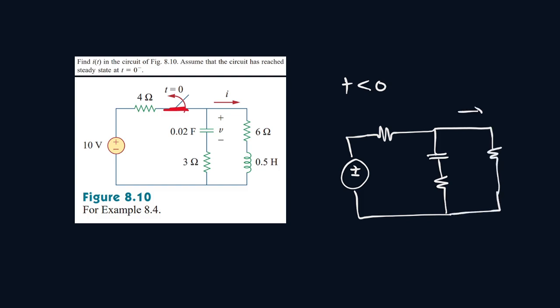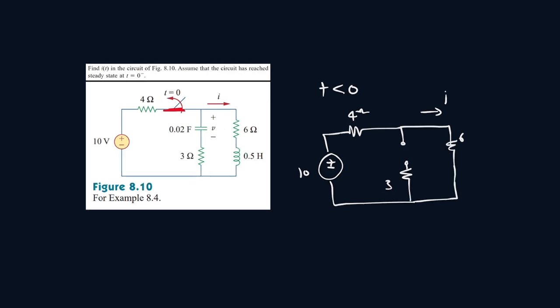So we have I moving here. We have 4 ohms, we have 10 volts, 3 ohms. Oh yeah, and then there's an inductor here. Sorry, so 6 ohms. Then we have an inductor and a capacitor. So we're assuming that the circuit looked like this for a long time, so that means this becomes an open wire or open circuit here, and this short circuits and becomes a closed wire.